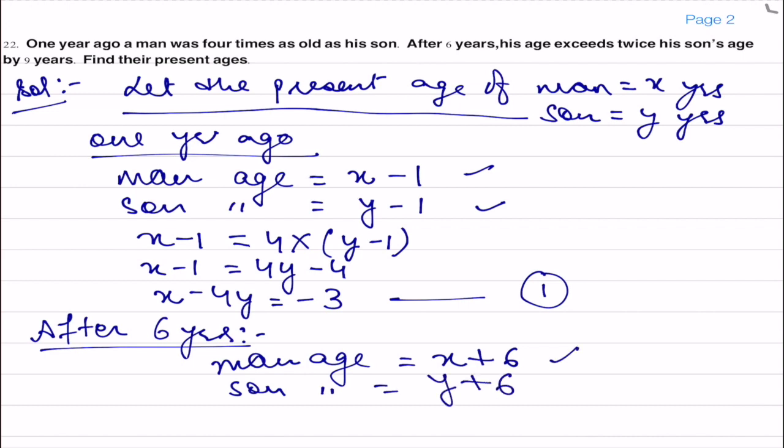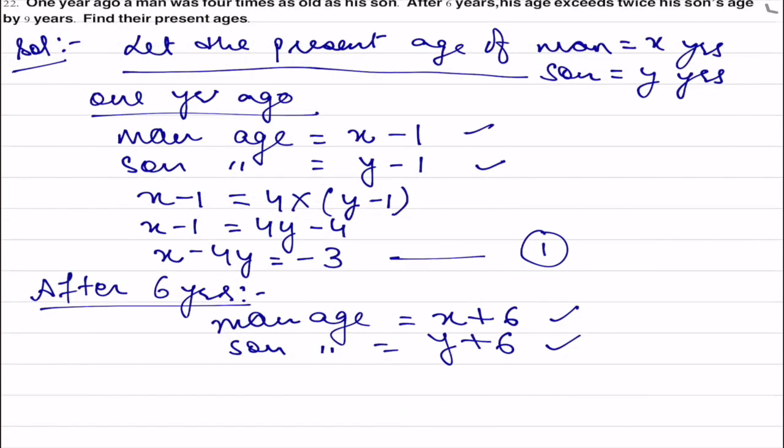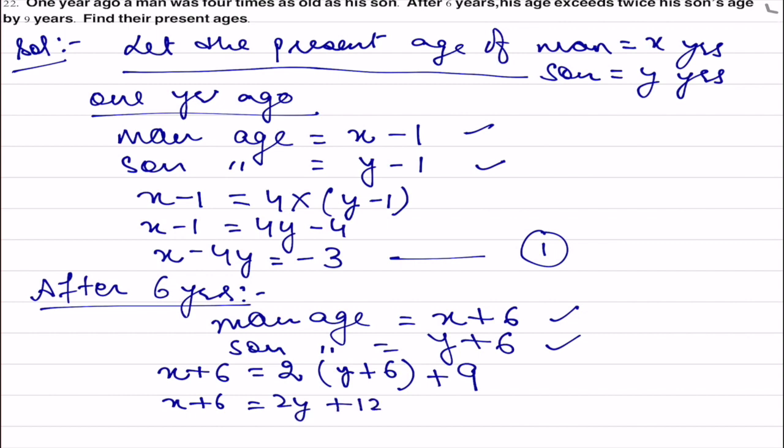So in these two ages we have to apply the next condition. The condition is: after 6 years the man's age exceeds. So what is the man's age? x plus 6 exceeds. I already explained the exceed part in the previous video also. We will do the exceed part after putting the equals sign. So x plus 6 is equal to twice his son's age, 2 times y plus 6. Exceed means plus. So how much does it exceed? By 9 years. So the equation is x plus 6 is equal to 2y plus 12 plus 9.